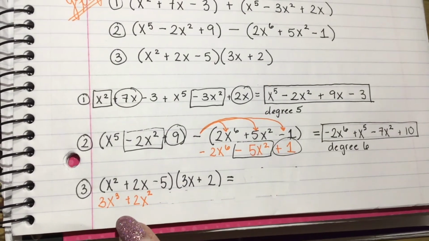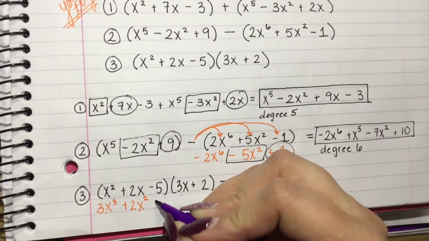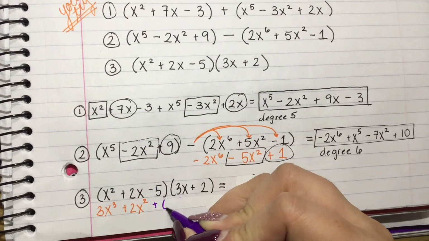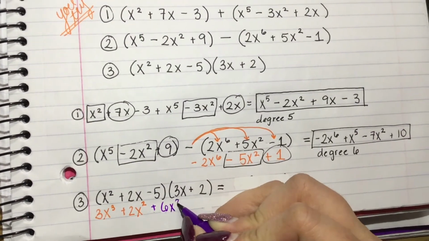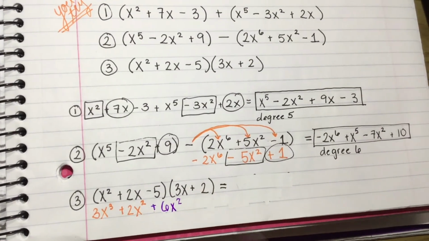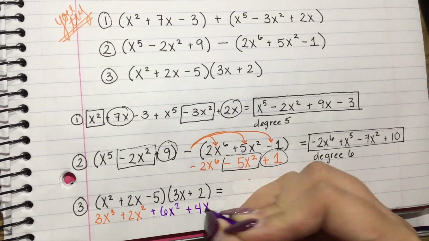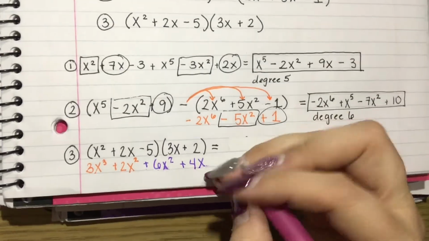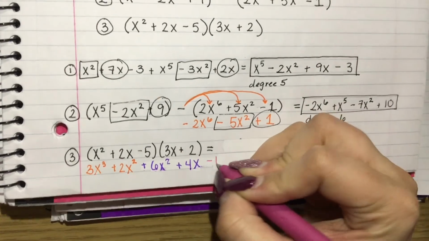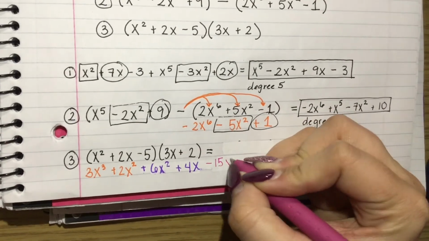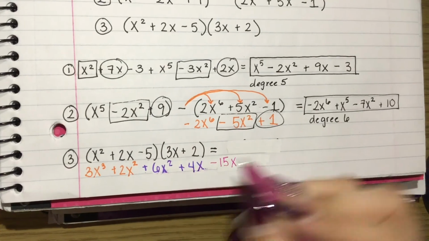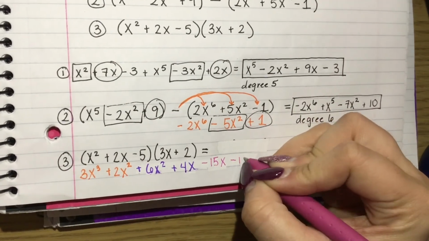Then I need to multiply 2x times everything. So I'm going to do that in a different color so you can see. 2x times 3x is going to be 6x squared. 2x times 2 is going to give me 4x. And then I'll use another color to multiply that negative 5 times everything. Negative 5 times 3x is going to give me negative 15x. Negative 5 times positive 2 is going to give me negative 10.